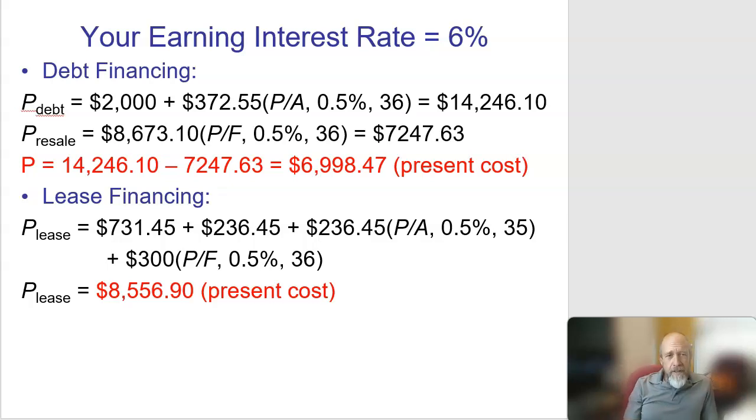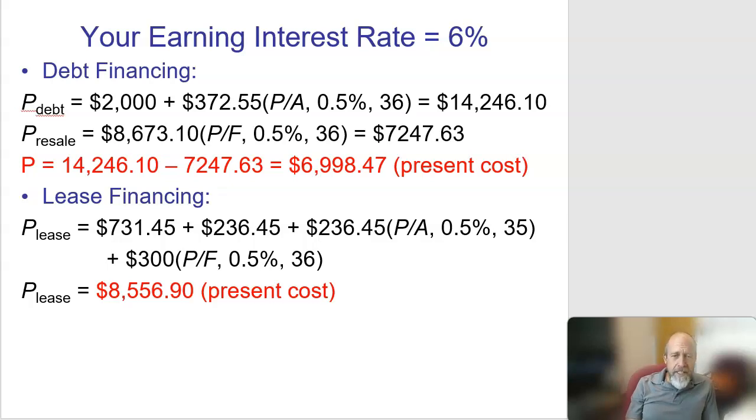Now the lease financing. In that case, you had some fees. You had an upfront payment, and we have the payment period over 35. So the calculations are slightly different, but you also have that money at the end. So at the end, the $300, which is the fee that you have at the end of the lease period, gives you a present cost of the lease of $8,556.90.